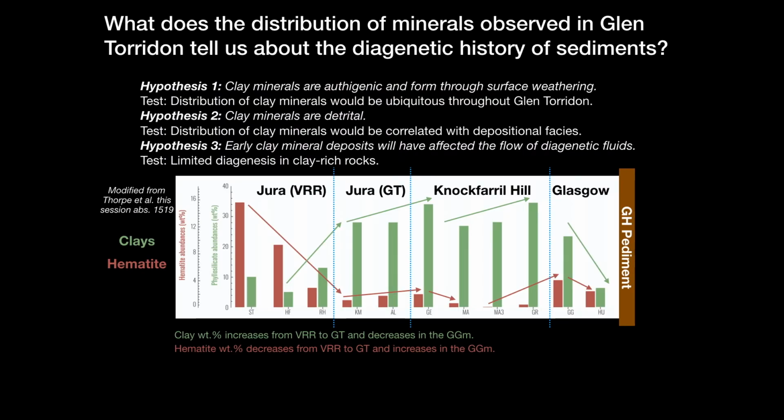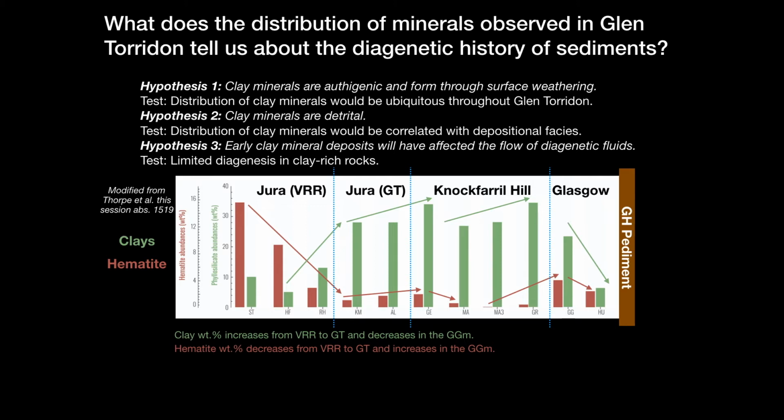My primary research question is looking at the distribution of minerals observed in Glen Torridon and what they tell us about the diagenetic history of the sediments. I've tested three hypotheses, the first being that clay minerals are authigenic and formed through surface weathering. To test that, I'll be looking at the distribution of clay minerals. They would be ubiquitous throughout Glen Torridon in this scenario.